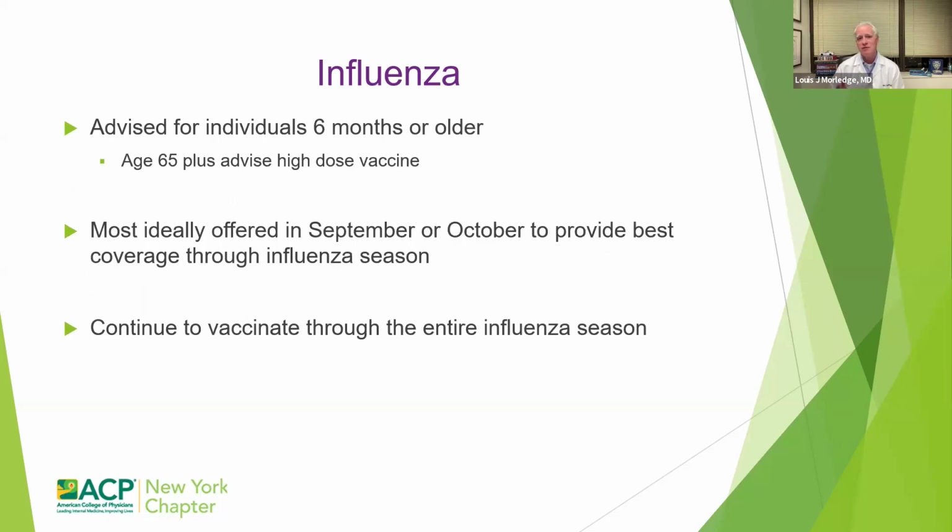The influenza vaccine is advised for individuals 6 months of age or older. In the group who's 65 and above, we usually advise the high-dose vaccine. Ideally, the vaccine should be offered during September or October. But in addition, if someone has not been vaccinated, you should continue to offer that vaccine to people throughout the influenza season, which in some seasons is through the month of March. As I mentioned, continue to vaccinate through the entire influenza season.